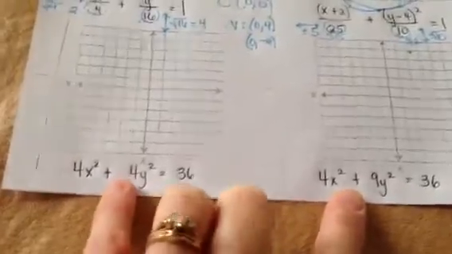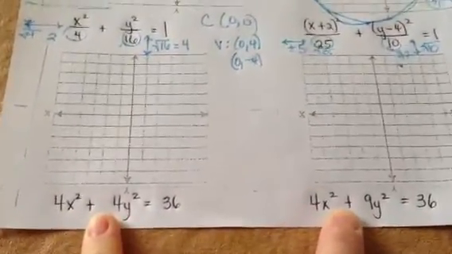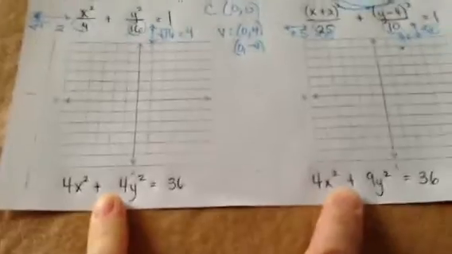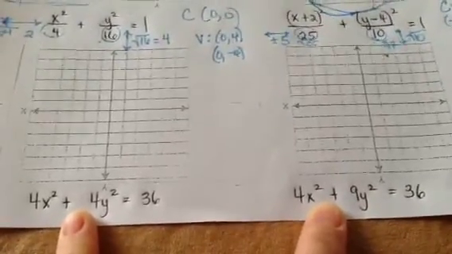Okay. So let's look at these two. I wrote out two right here that are a little different, and they look so similar. And I'm telling you, one of these is a circle and one's an ellipse. Okay, how can you tell? Because they look so similar.